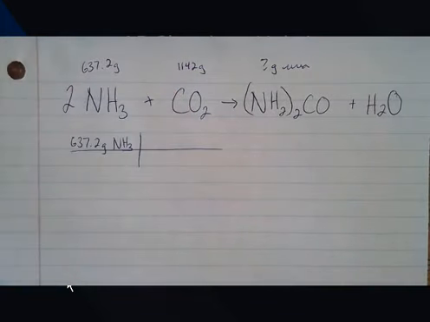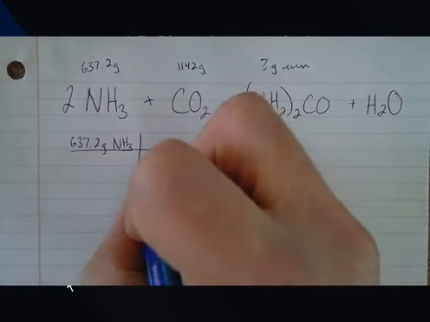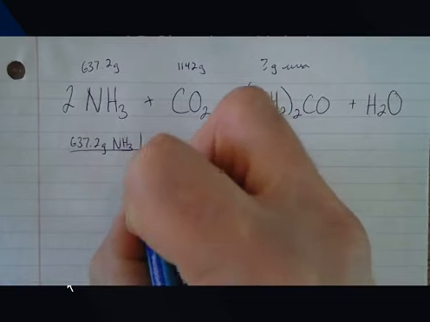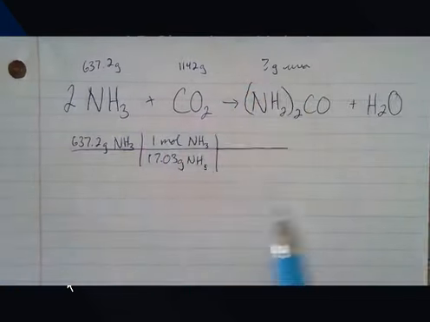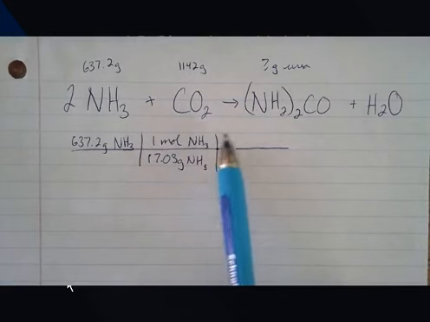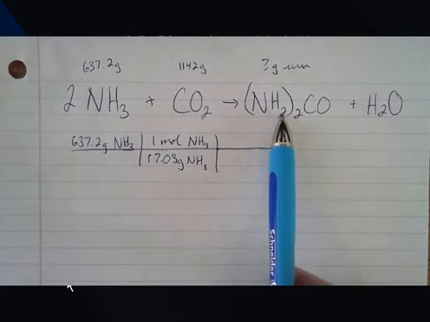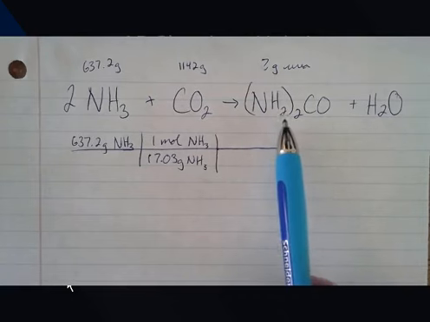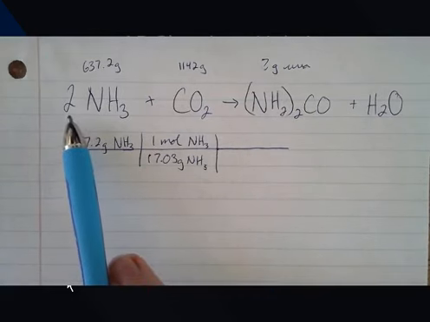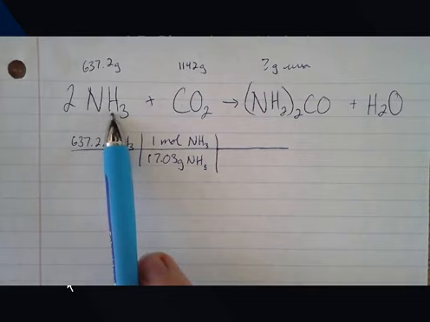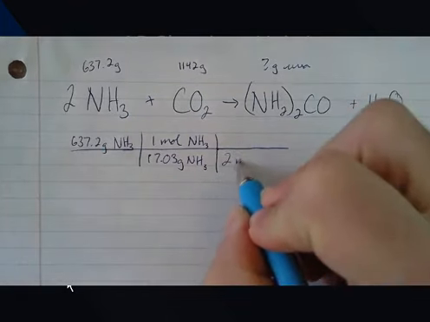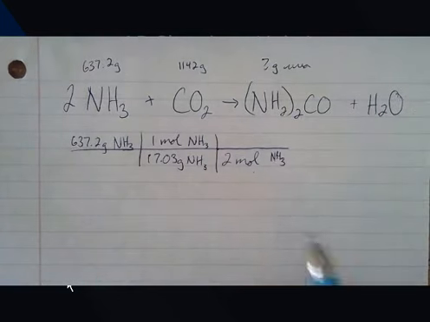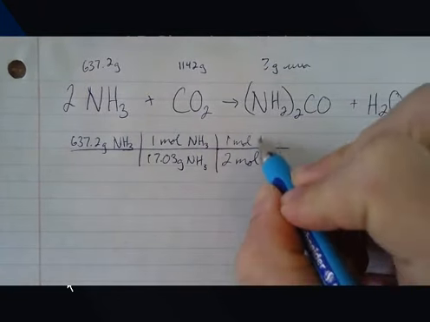I'm going to start with my given, 637.2 grams, do my molar mass conversion to moles, 17.03 grams of ammonia to 1 mole. Now I'm in moles of ammonia. I need to get to moles of urea, and then from there I can get to grams of urea. So this is where my mole ratio comes in. 2 moles of ammonia produce 1 mole of urea. So I'm going to do 2 moles of ammonia down here to 1 mole of urea.